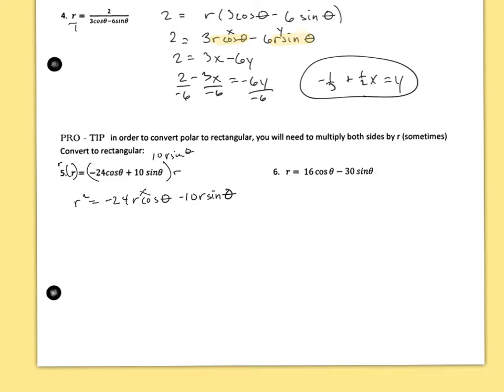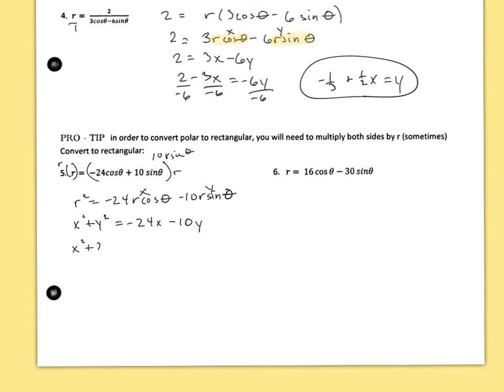R cosine theta is x, r sine theta is y. But we have r squared. Oh, r squared, we know what that is. That's x squared plus y squared equals negative 24x minus 10y. Take a look at this, x squared plus y squared, and that's a circle. And when we have a circle, sometimes we have to complete the square.